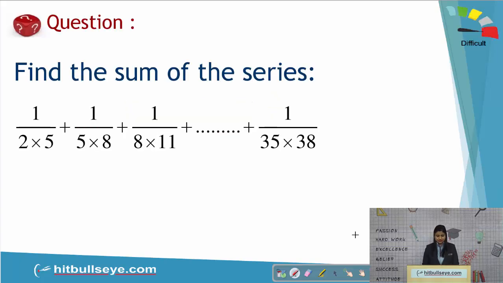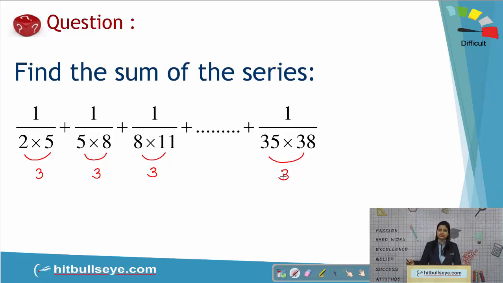Now let us move to next question. Again, a new kind of series. We want to find the sum of the series 1 upon 2 into 5 plus 1 upon 5 into 8 plus 1 upon 8 into 11 plus so on up to plus 1 upon 35 into 38. There is a pattern going on. If you observe, what is the difference every time? This is 3. 2 plus 3 will become 5, 5 plus 3 will become 8 and so on.